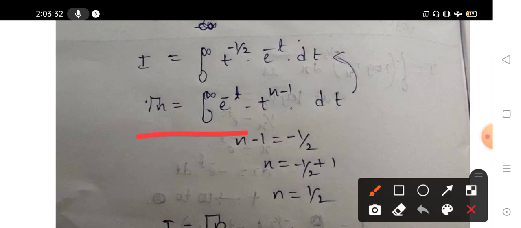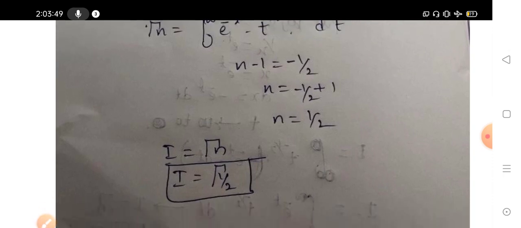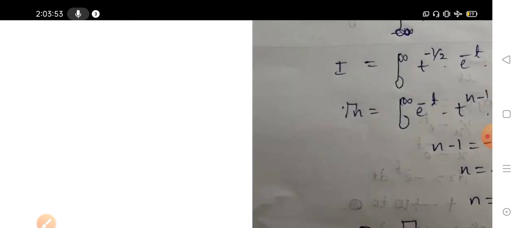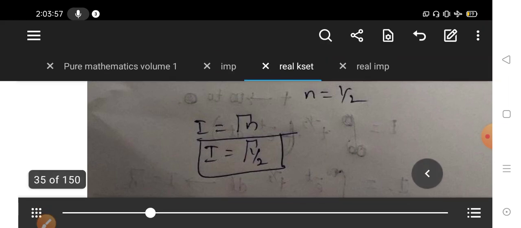Here is the gamma function: integral of e raised to minus t t raised to n minus 1 dt. Here n minus 1 equals minus 1 by 2, n equals minus 1 by 2 plus 1, n equals 1 by 2, and I equals this one, and finally we get this one. This is equal to root pi. So option C is correct.